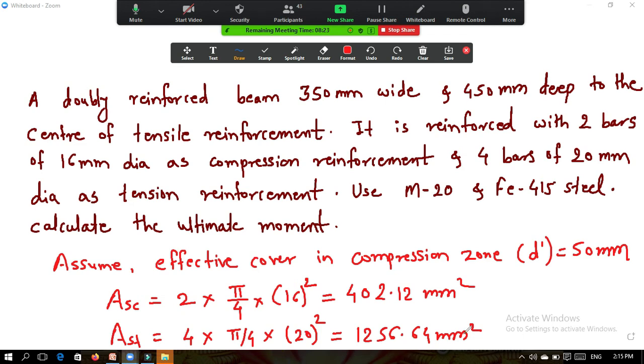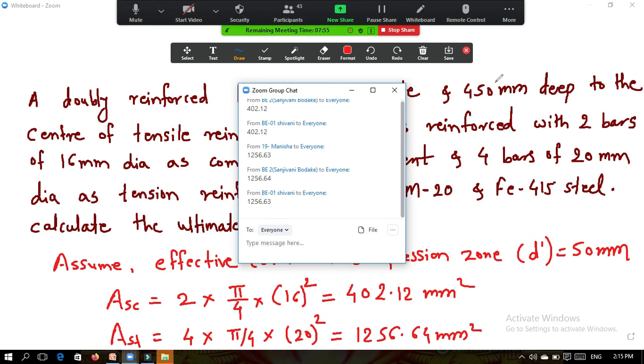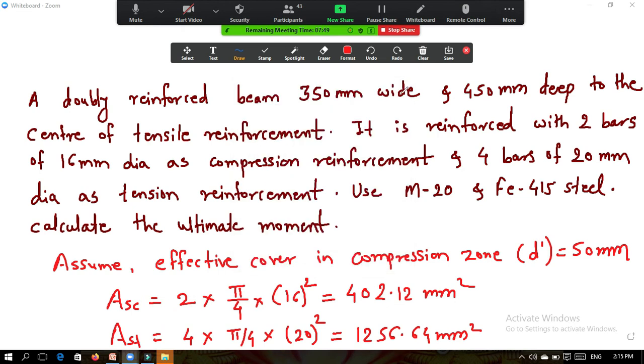Okay, now let me know fast. If you have written down all the steps over here, I will clean the board. Let me know. We will go to the next step. I will clear the board. Okay. So this answer is correct, 1256.